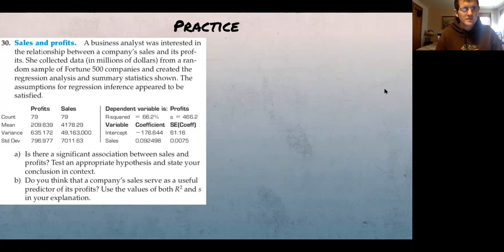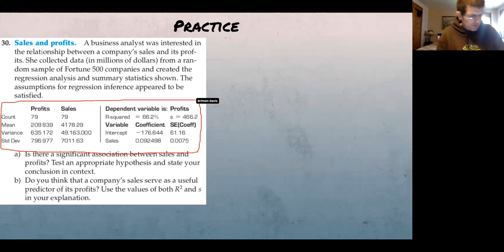Okay, so we're going to look through this example, and this is a good one because it has all of the relevant information that we need right here. We can go through this, no problem. And for the scenario here, a business analyst was interested in the relationship between a company's sales and its profits. She collected data in millions of dollars from a random sample of Fortune 500 companies and created the regression analysis and summary statistics shown. The assumptions for regression inference appeared to be satisfied.